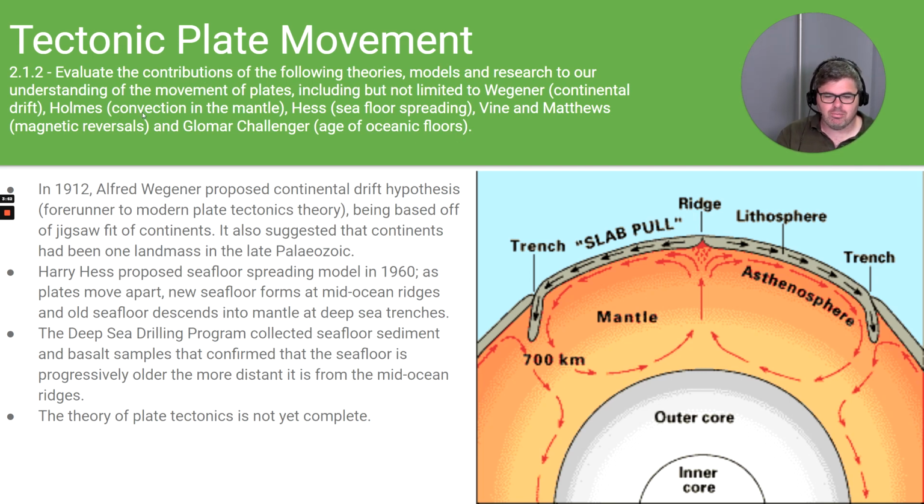Holmes, however, provided the idea that the convection currents in the mantle were causing the top of it to slide, or what we have called slab pull. So in 1912, we're going to propose the continental drift hypothesis, which was the forerunner to current plate tectonic ideas.